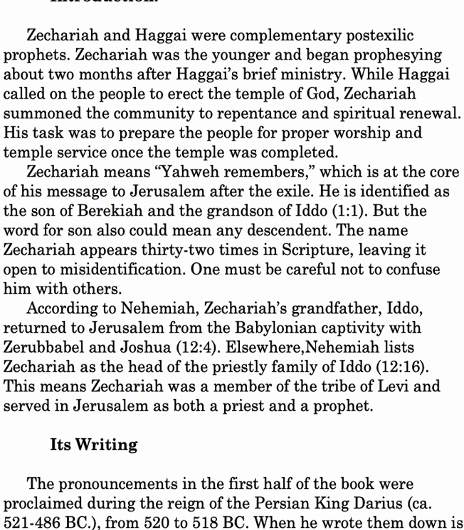Here we go. Zechariah and Haggai were complementary post-exilic prophets. Zechariah was the younger and began prophesying about 2 months after Haggai's brief ministry. While Haggai called on the people to erect the temple of God, Zechariah summoned the community to repentance and spiritual renewal. His task was to prepare the people for proper worship and temple service once the temple was completed.